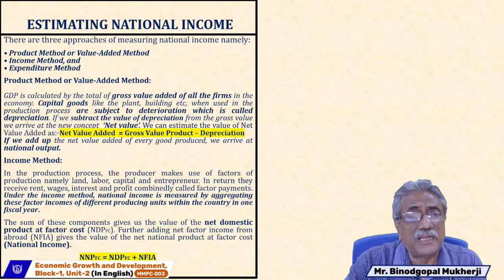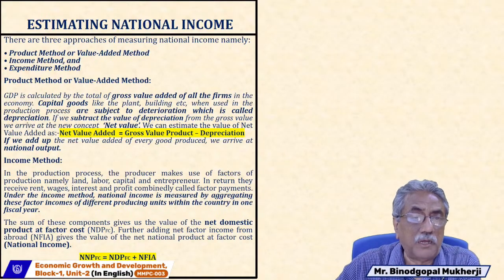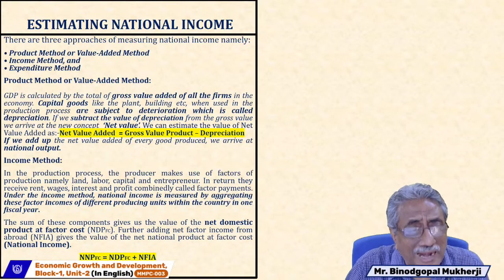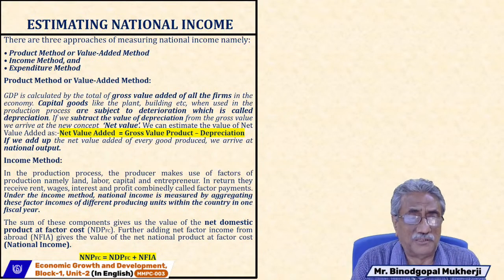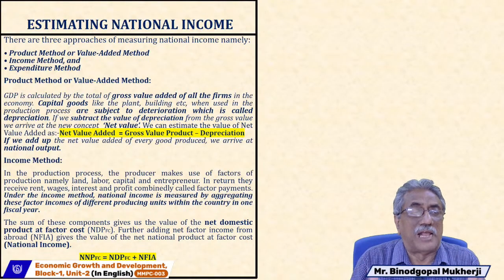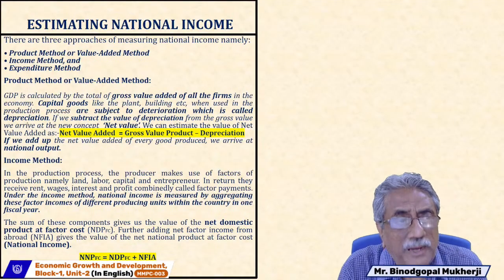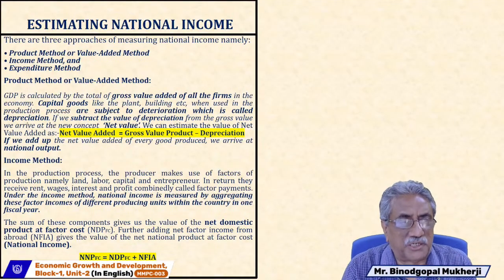So the net value addition is what remains if I depreciate the cost of my machineries and etc. So this is the net value addition. If we add all the net value addition for every good produced, we will arrive at national output. So this is one method, the value added method, by which we can measure the national income.